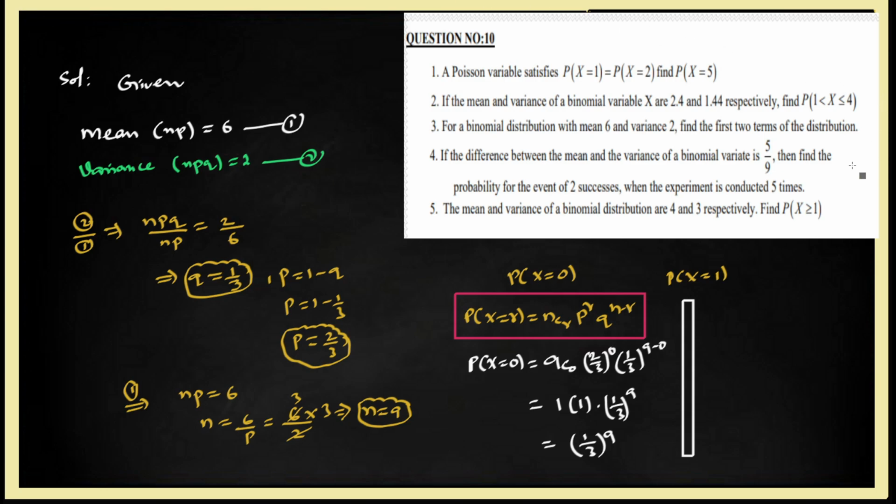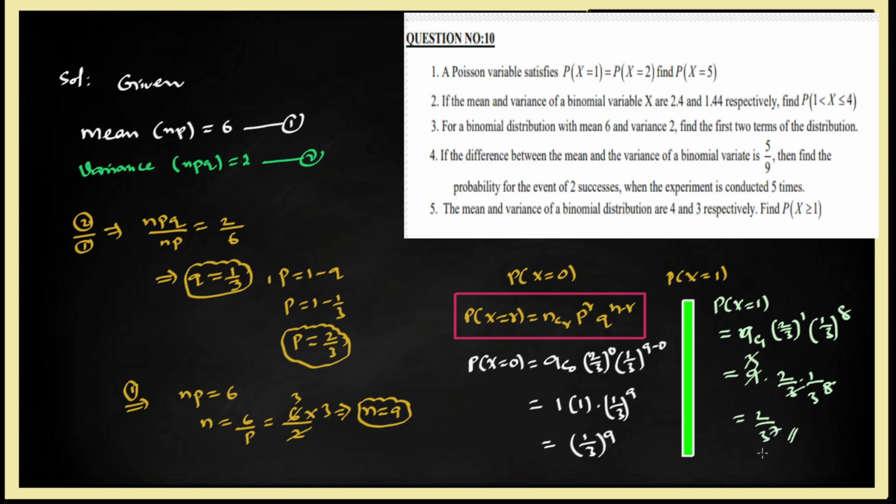Second term is p of x equals 1, which means we have to put r equals 1. 9C1, p means (2/3) to the power 1, q means 1/3 to the power 9 minus 1, that is 8. So 9C1 is 9, (2/3), (1/3)^8. One 3 gets cancelled, so (2/3)^7 remains. (2/3)^7.